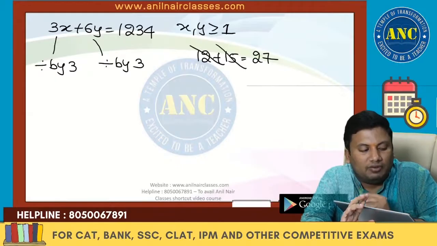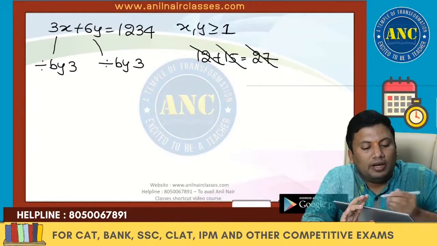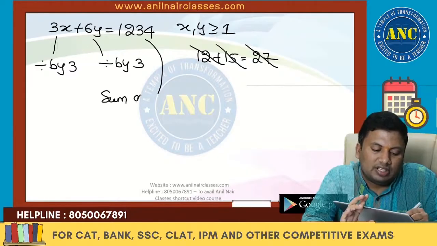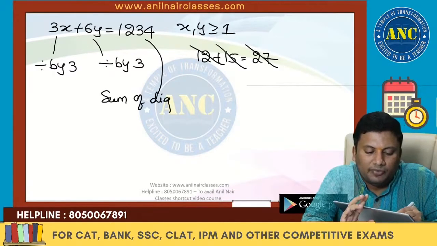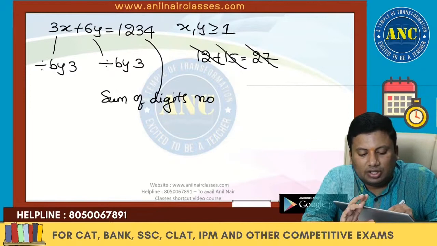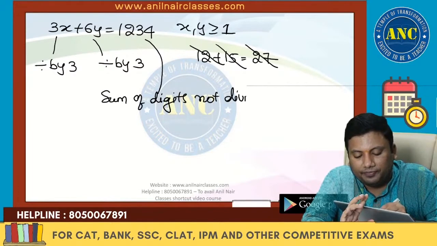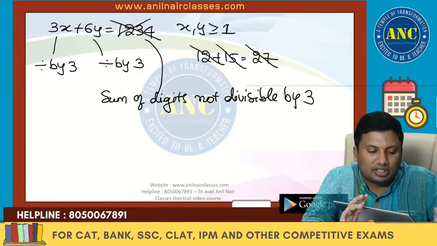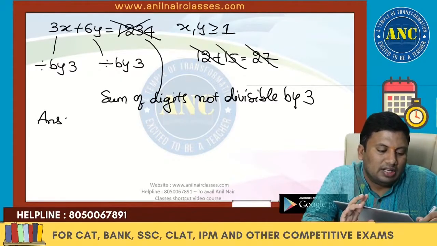Divisible by 3, divisible by 3. The answer should be divisible by 3. But 1234, the sum of the digits, is not divisible by 3. So the answer is no value for x, y.